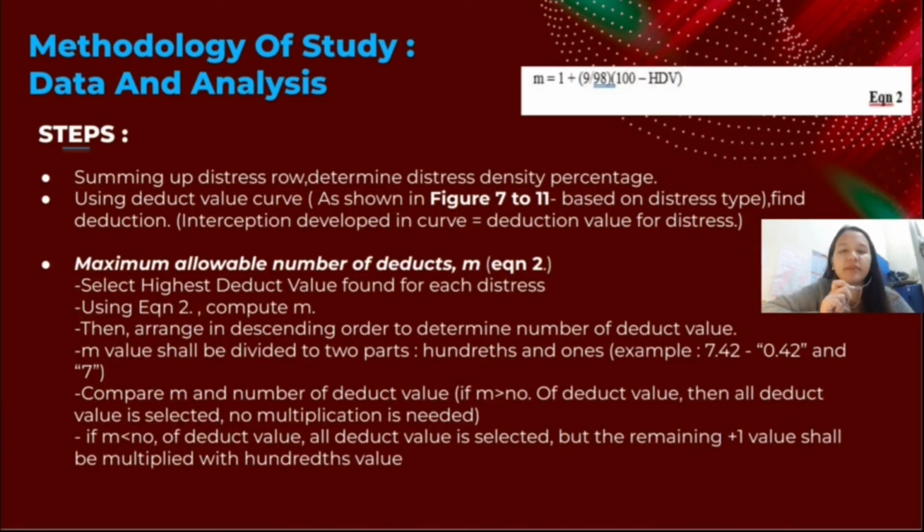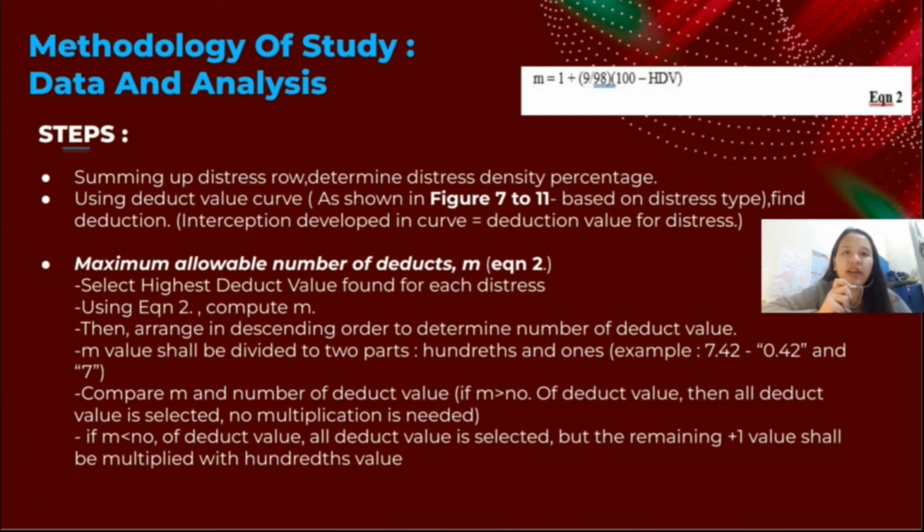Next, we need to find the maximum allowable number of deducts, which is m. The first thing we need to do is to select the highest deduct value, or HDV for short, which is found in each distress. Then, using equation 2, which is shown in this slide, we compute m. Then we arrange the values in descending order to determine the number of deduct values. The m value shall be divided into two parts, the decimal and the whole number. For example, if the m value is 7.42, then 0.42 will be the decimal value, while 7 will be the whole number value.